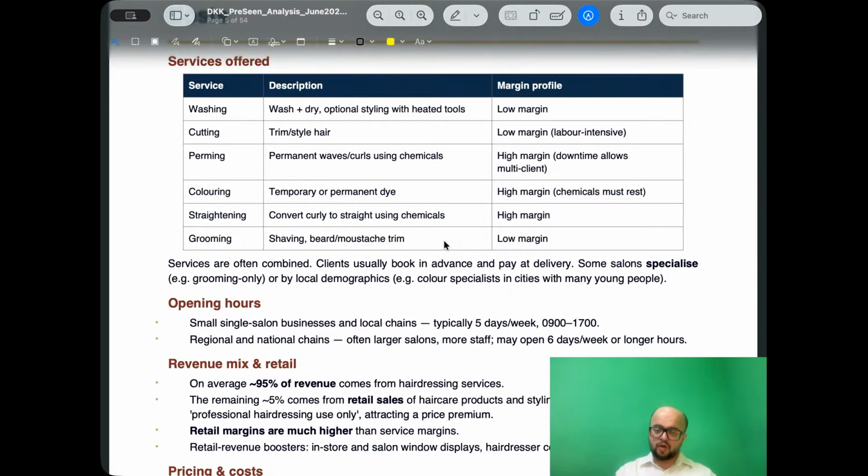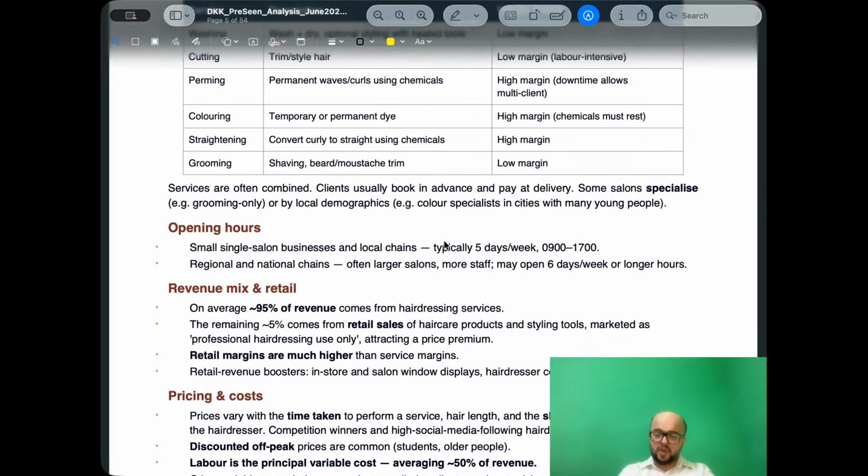Regional and national chains, often larger salons, may remain open for 6 days a week and work longer hours because they have a bigger customer base to cater to. On an average, 95% of revenue comes from hairdressing services. The remaining 5% comes from retail sale of hair care products and styling tools marketed as professional hairdressing use only, attracting a price premium. They apply all sorts of things, gel and so on, all of those things. So those are the styling tools we are talking about. Retail margins are much higher than service margins.